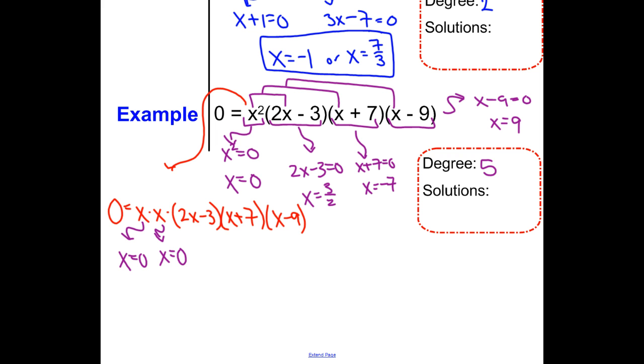But go back to when we were graphing, that means that it's going to hit and go up at that point. So it's going to actually hit at that 0 and go right back up. So there are really only 4 real solutions, but there are 5 roots to this equation.